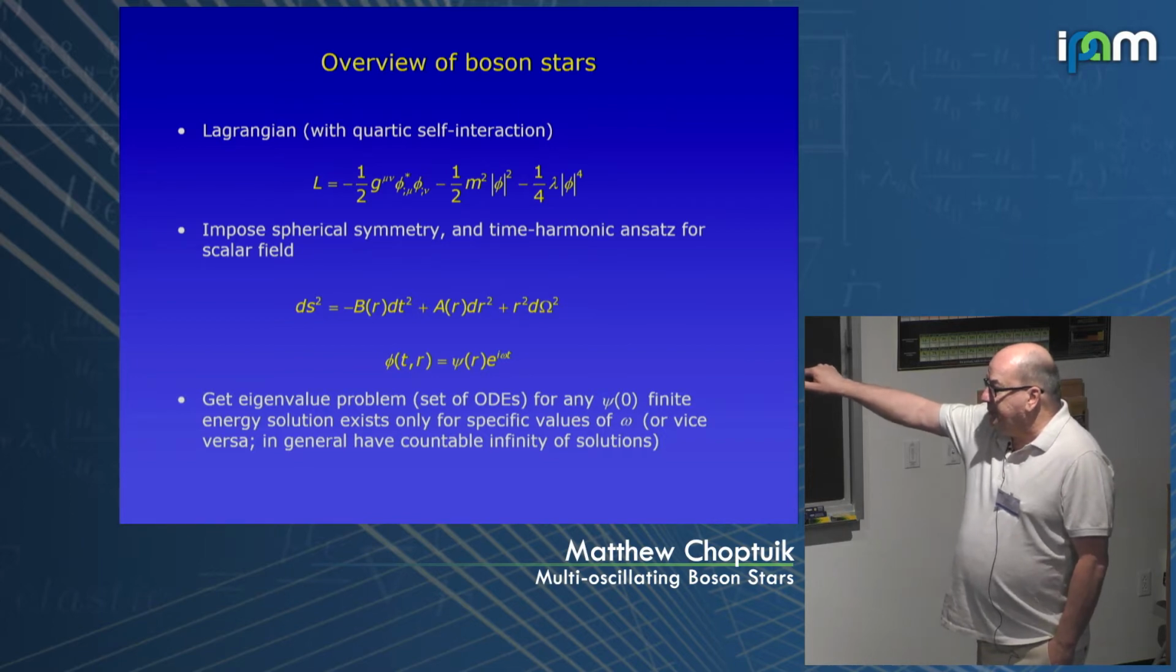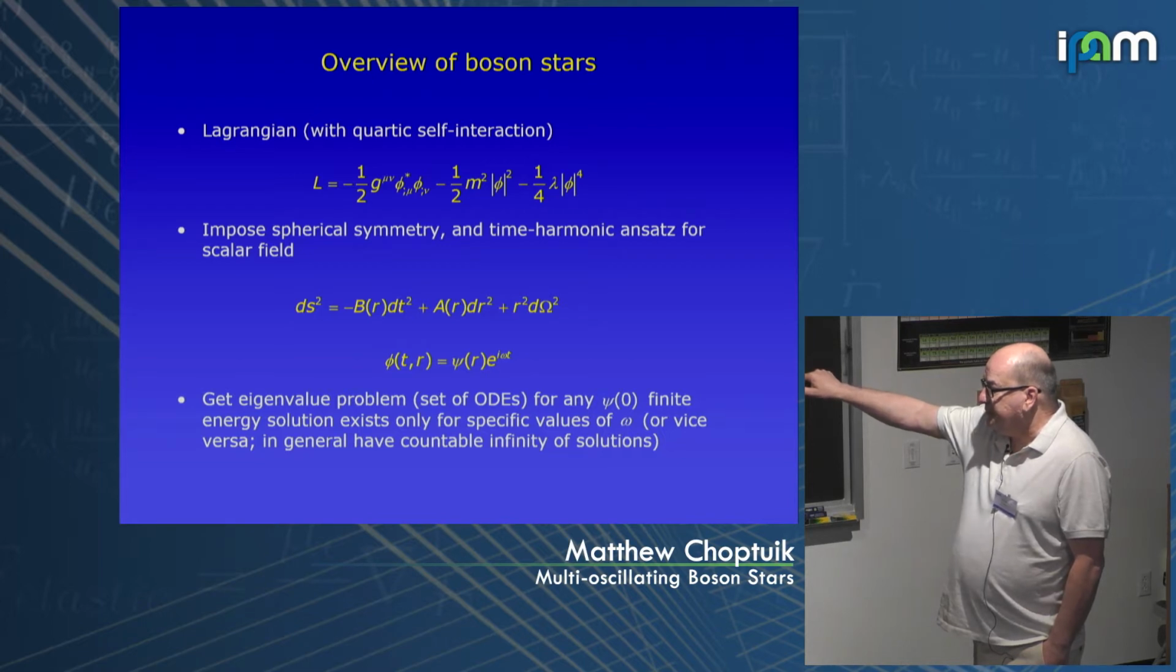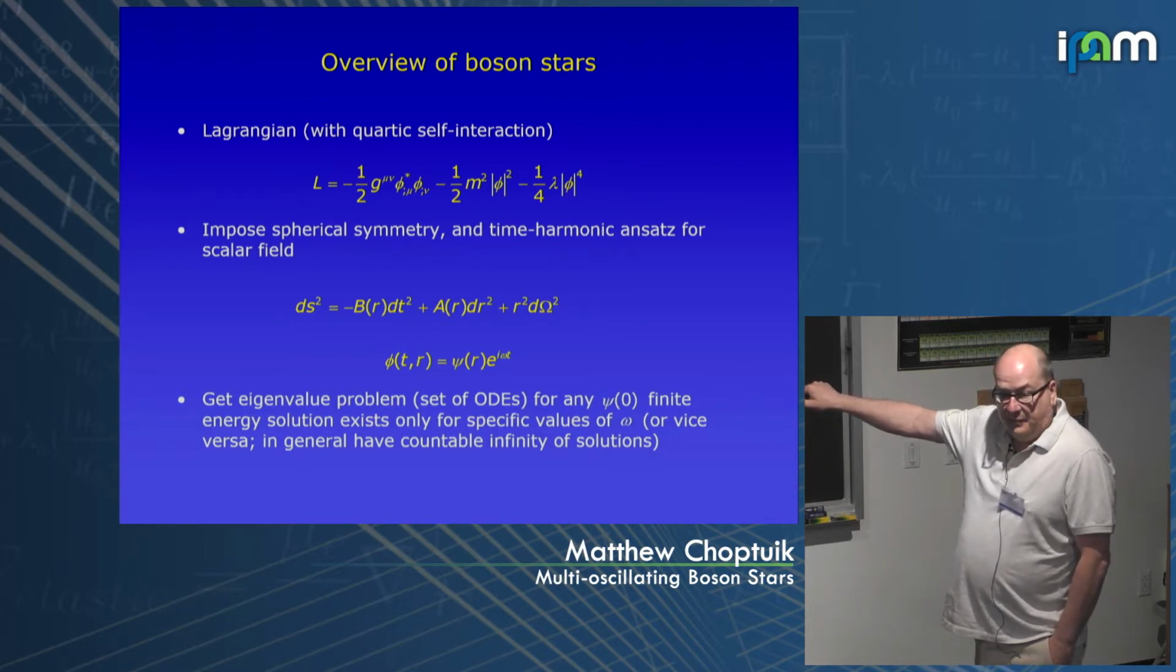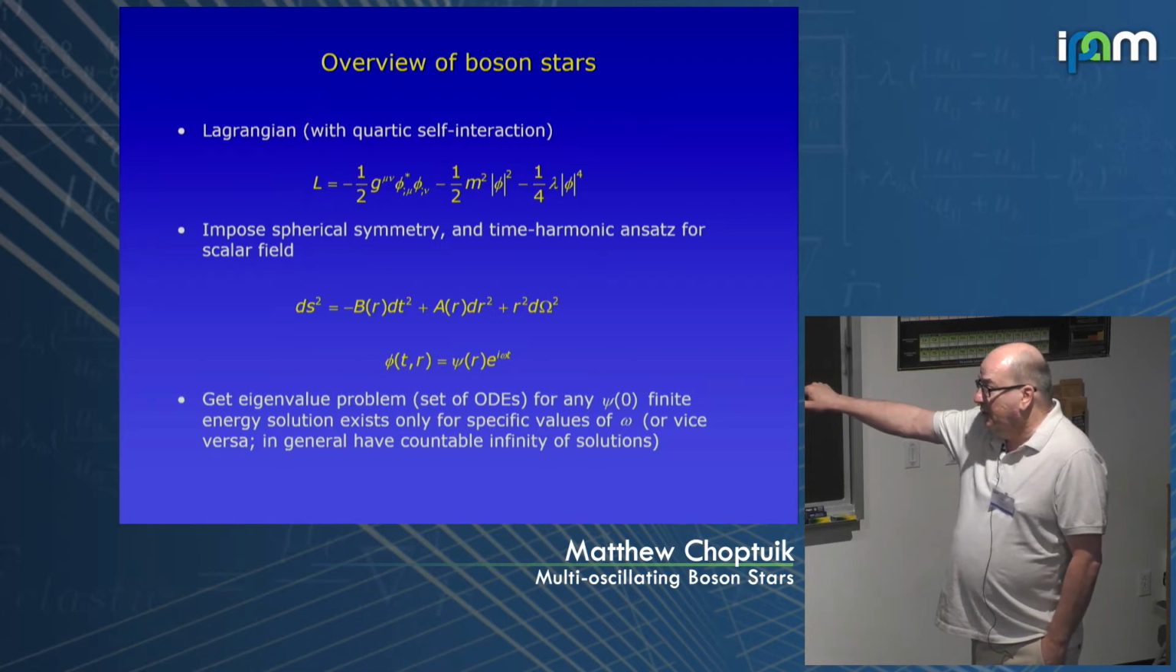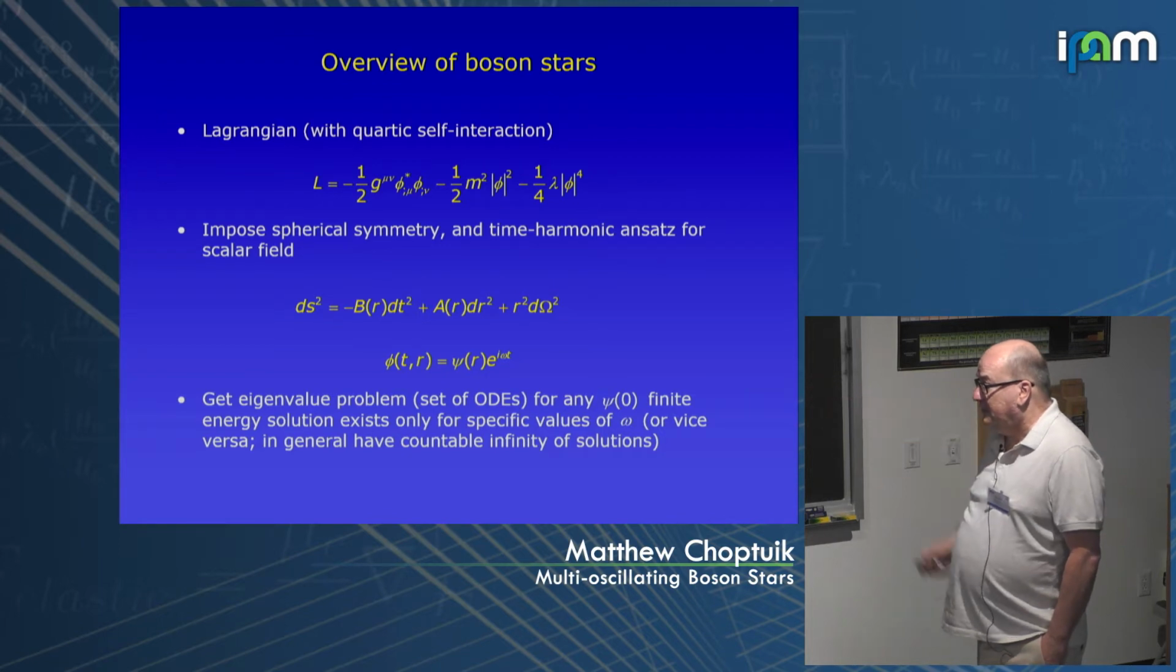You could put in a typical ansatz for the metric, the sort of Schwarzschild form with two independent metric functions. You'll end up getting an eigenvalue problem for psi naught. You get a finite energy solution only for specific values of that omega. So that omega plays the role of an eigenparameter, or vice versa. You can choose omega and then psi naught plays the role of an eigenparameter.